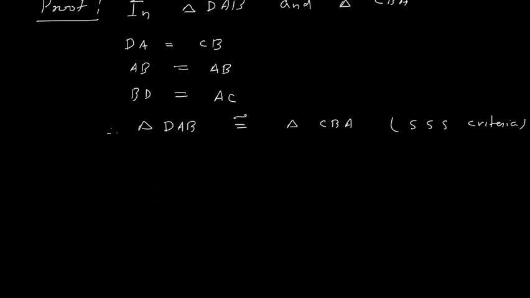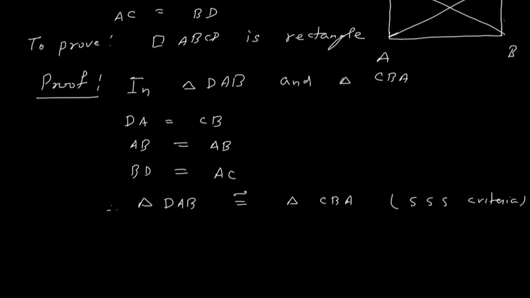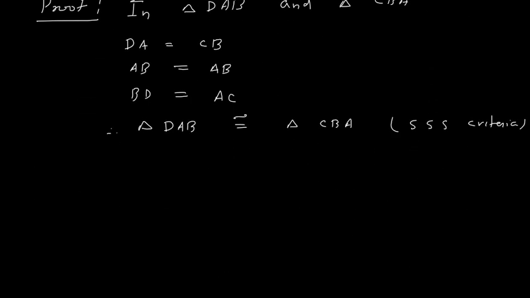Now this is the proof. The triangle DAB is congruent to triangle CBA. This is SSS criteria. So their corresponding parts, that is, angle DAB will be equal to angle CBA. This is corresponding parts of congruent triangles. You can consider this as equation 1.